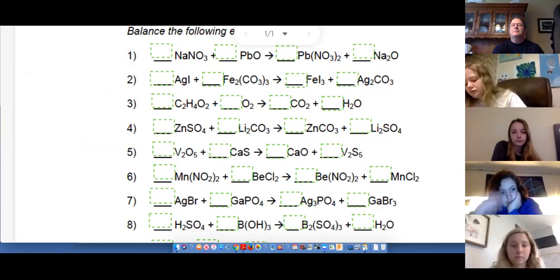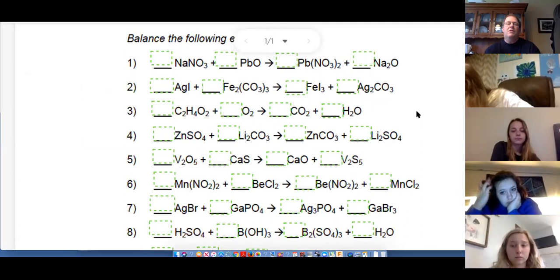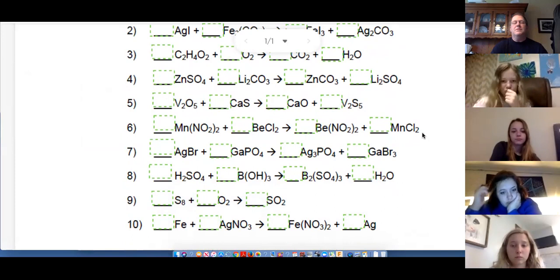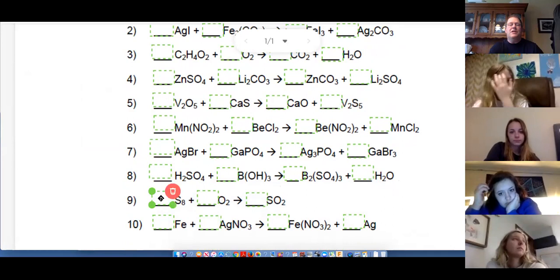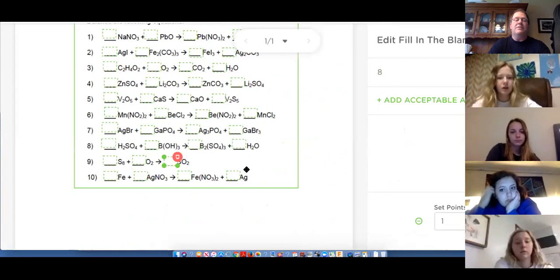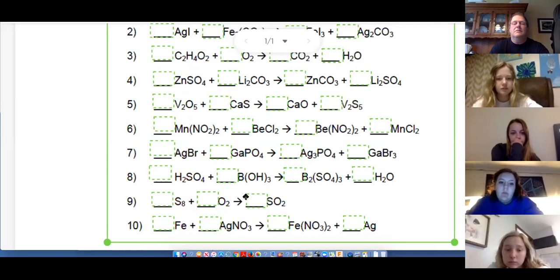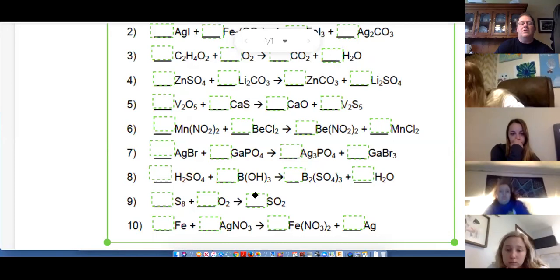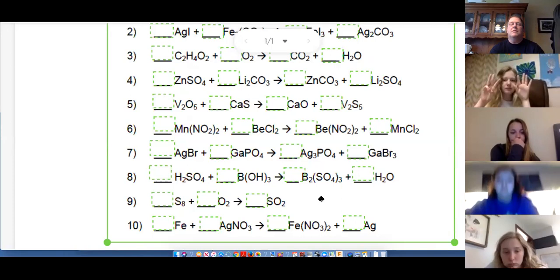Okay, most of you did pretty well with this one, but there was one that seemed to cause us some problems. Okay, let's first look at number 9. You have 8 sulfurs right away, so the best thing to do there would be to put just an 8 there in front of the SO2. All right, that gives you 16 oxygen. So what do you have to have here? 8. Okay. That was one, I think. Maybe only one of you missed that one.